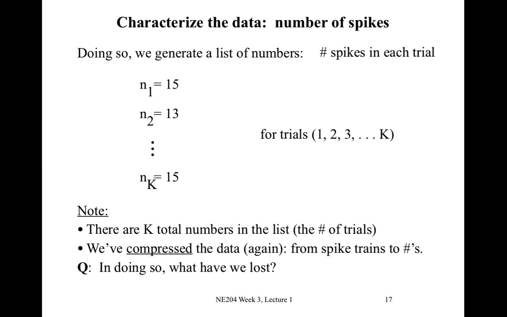So in doing so, what is lost? All we have left here, let's say for trial 1, is the number of spikes that occur in that trial. So what have we lost? Well, we don't know when those spikes occurred in that trial. Did they occur right after the stimulus? Did they occur sometime later after the stimulus? Were those spikes evenly distributed throughout the trial? Or were they bunched up somewhere? We don't know that. All we know is that 15 spikes occurred in trial 1. So we've lost that information about the exact timing of the spikes. All we know is the total number of spikes that occurred in each trial.